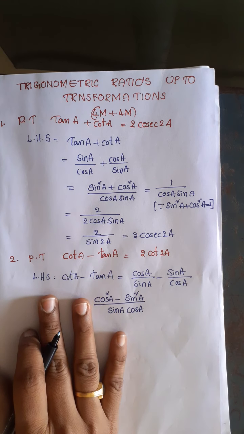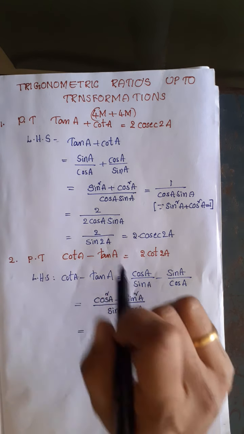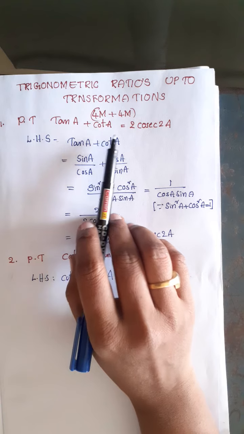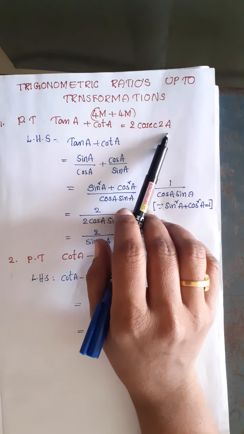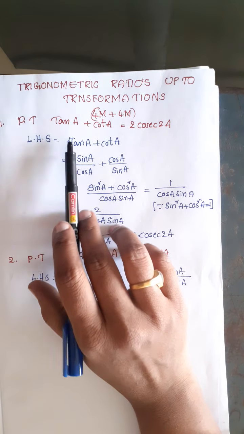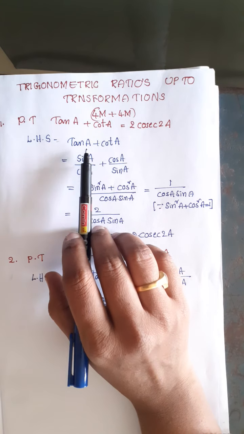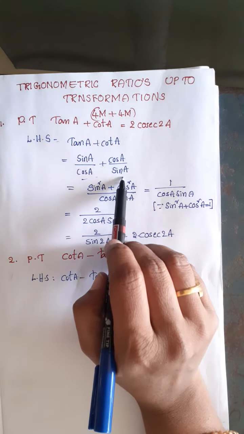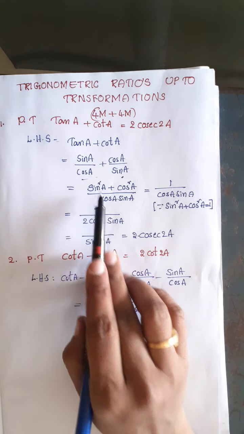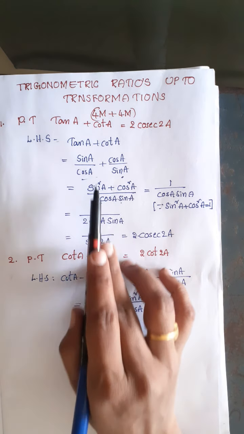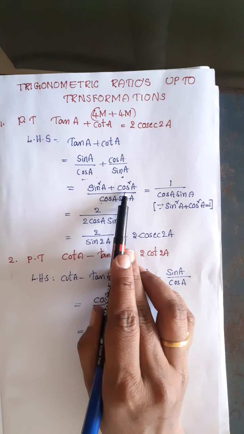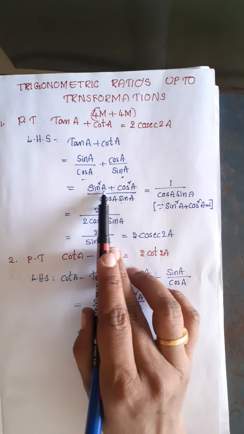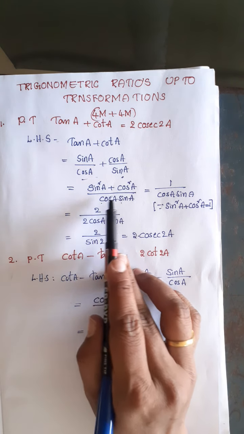Let us see 4 marks questions from trigonometry. See, we have to prove that tan A plus cot A is equal to 2 cosec 2A. We are considering the LHS part, tan A plus cot A. Tan A is nothing but sin A by cos A, and cot A is cos A by sin A. Take the LCM here: cos A sin A. Sin square A plus cos square A is equal to what? This value is 1, this is a trigonometric identity, right?